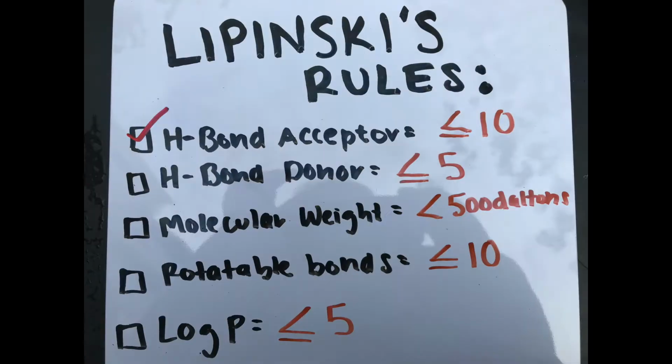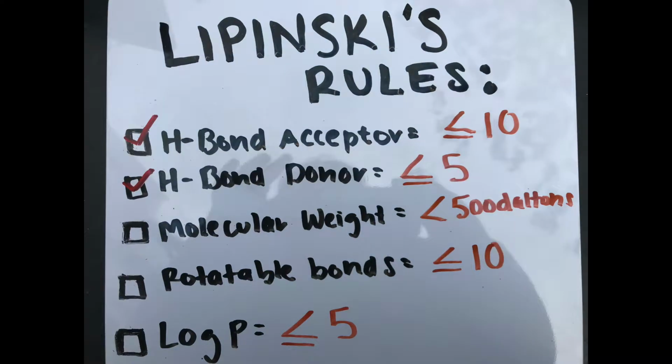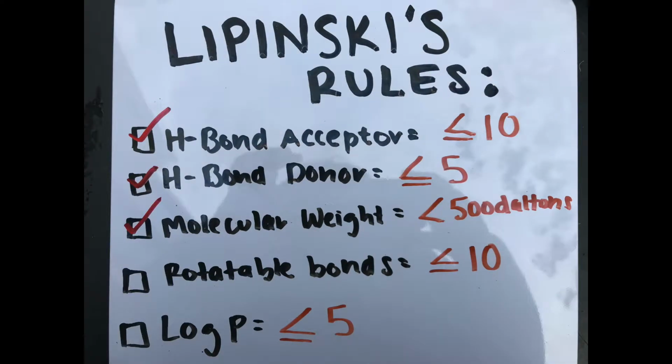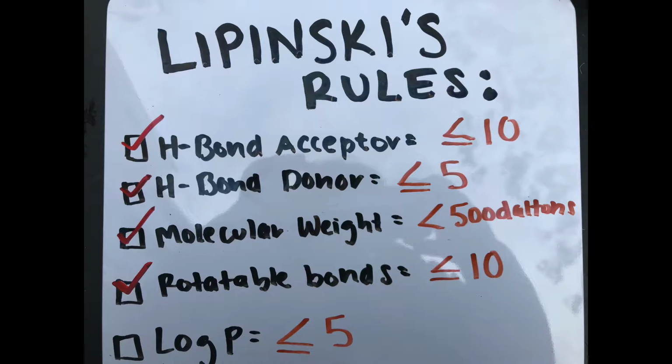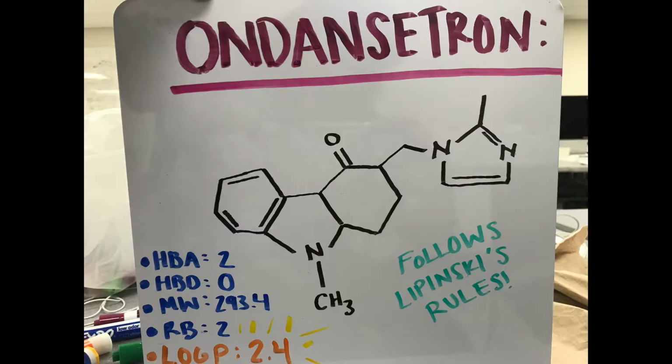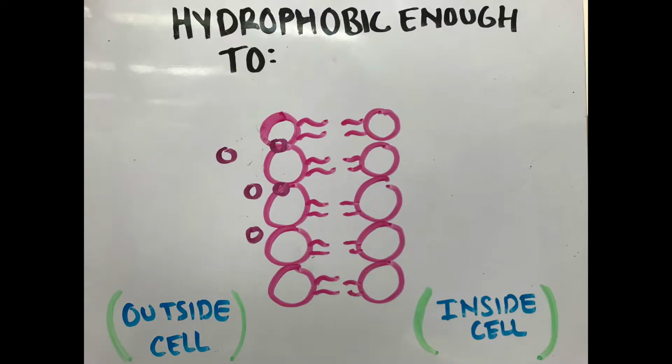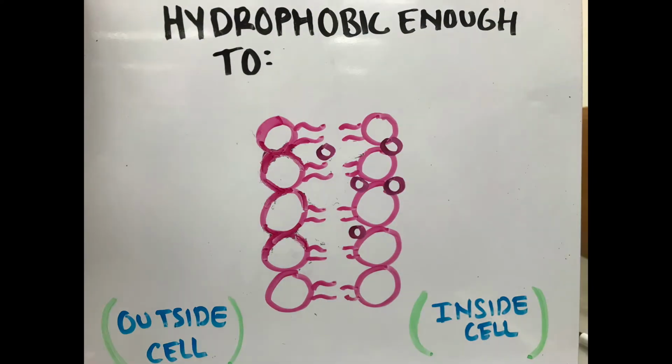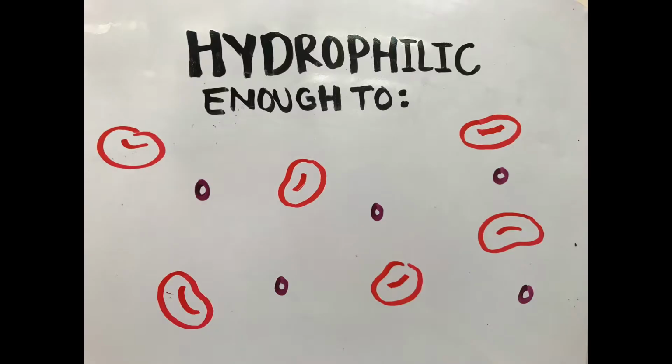Zofran follows all of Lipinski's rules, which is crucial because it is a checklist to see if a drug would be orally active. These rules are related to solubility, hydrogen bonds, and molecular weight. Zofran has a log P of 2.4, which is very good because it means it is hydrophobic enough to go through the cell membrane and hydrophilic enough to dissolve in our blood.